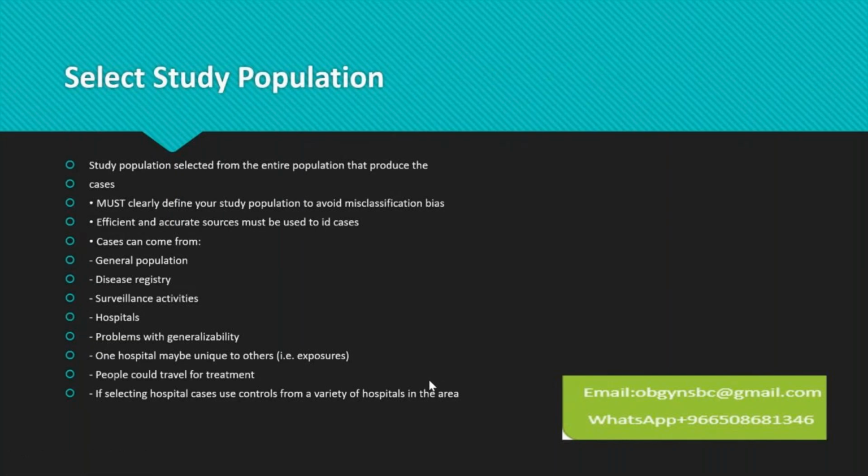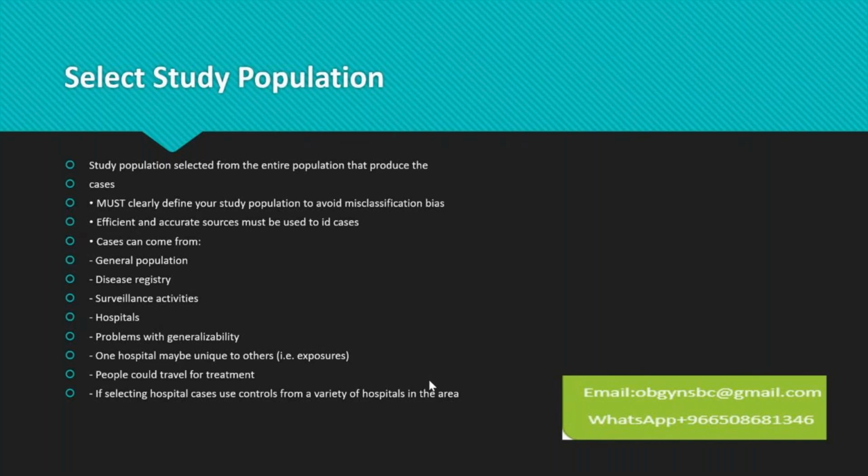So let's go into details of each of these steps. You need to define the study population, which is selected from the entire population that produced the cases, like everyone who went to the same restaurant or everyone who went to the same party and ate the same type of food items. So we must clearly define our study population to avoid misclassification bias.